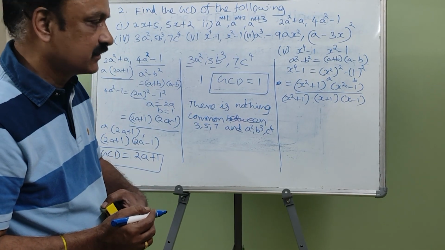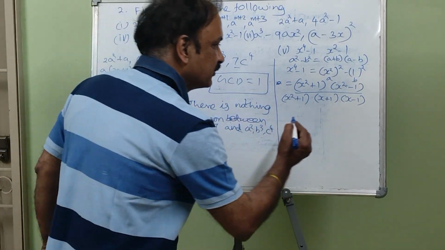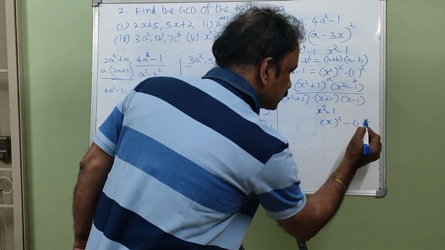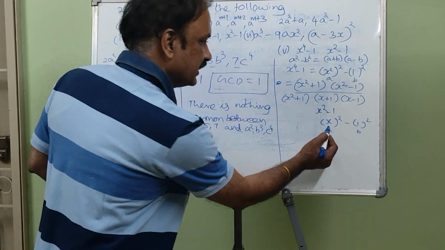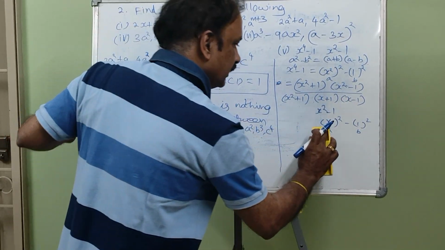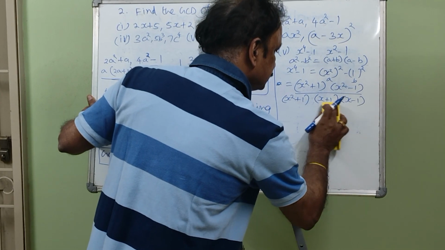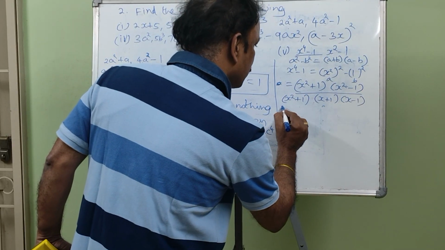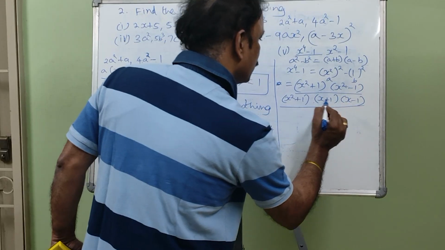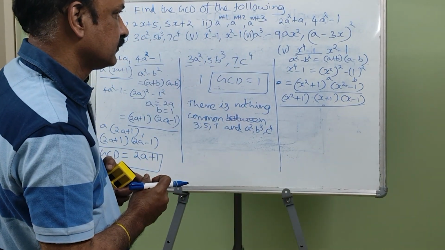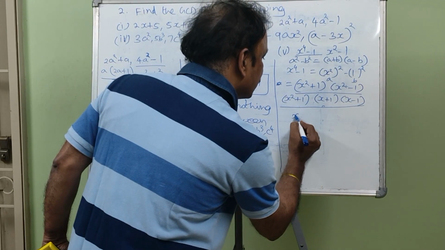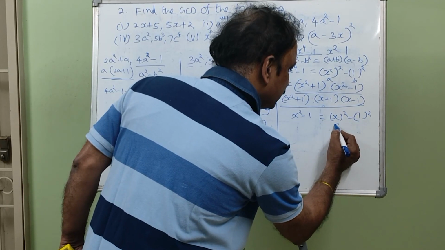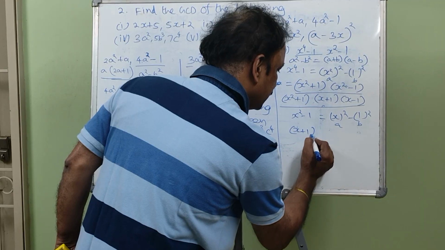Is this clear or should I write it one more time? x square minus 1. Here you can write this as x the whole square minus 1 the whole square. So this is a, this is b, which is actually split again as this. I hope that is very clear for you now. Now please understand, we have split this term as x square plus 1 into x plus 1 into x minus 1. Now how do you split this term? x square minus 1 is equal to x the whole square minus 1 the whole square. This is a, this is b, which will be x plus 1 into x minus 1.